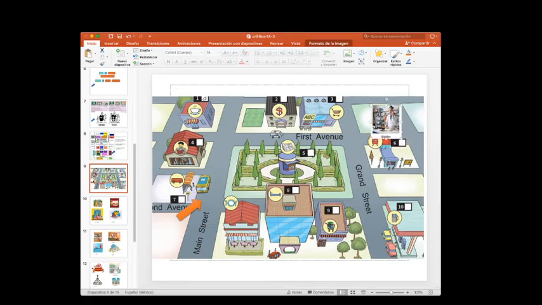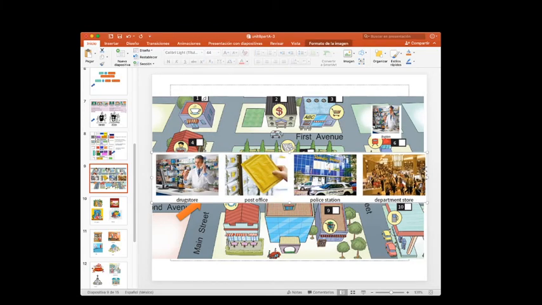So you have the drugstore, the post office, the police station, and the department store. You are going to make your beautiful city. Here are the options: drugstore, post office, police station, or department store. And you are going to record your audio, please. Okay, and you are going to send your audio and your picture, obviously, because I need to check the directions that you give.